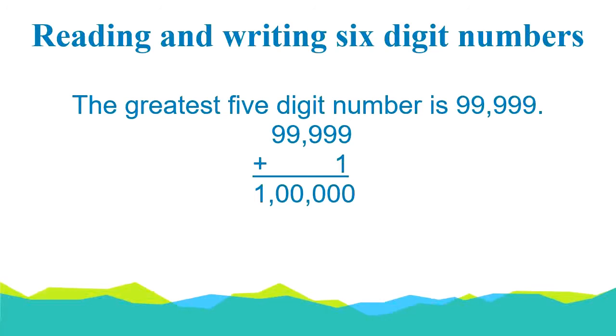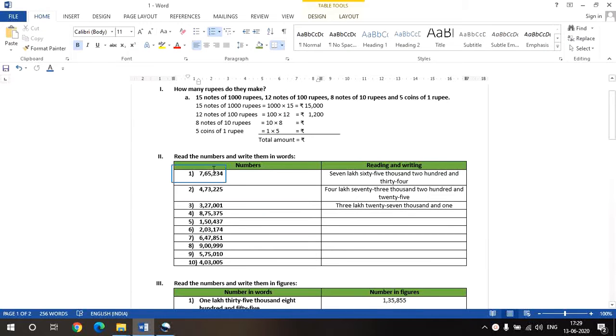Now coming back to the next questions. Read the numbers and write them in words. I have 10 numbers over here and I have solved 3 of them. Look at these numbers. These are 6-digit numbers. Like we learned, these 6-digit numbers have the lakhs place in them. How are we going to solve this?